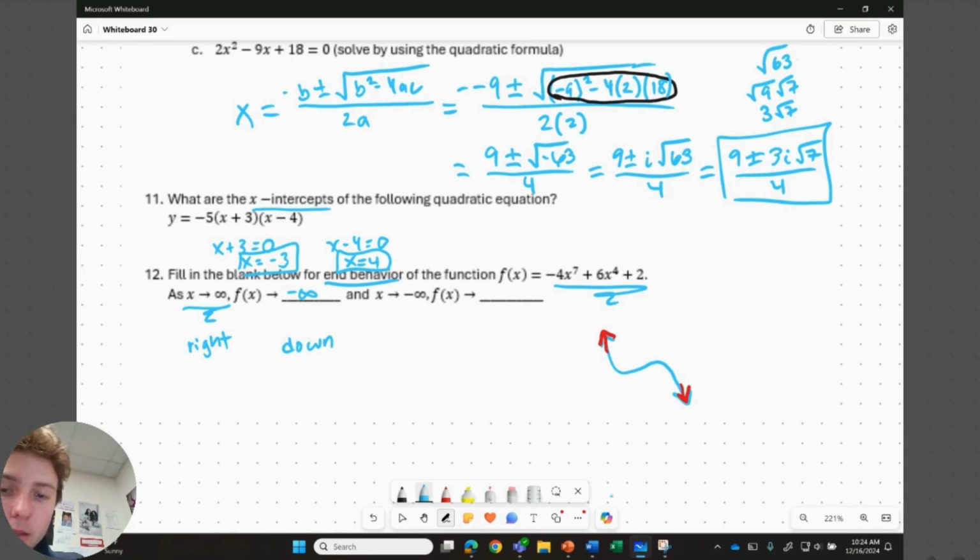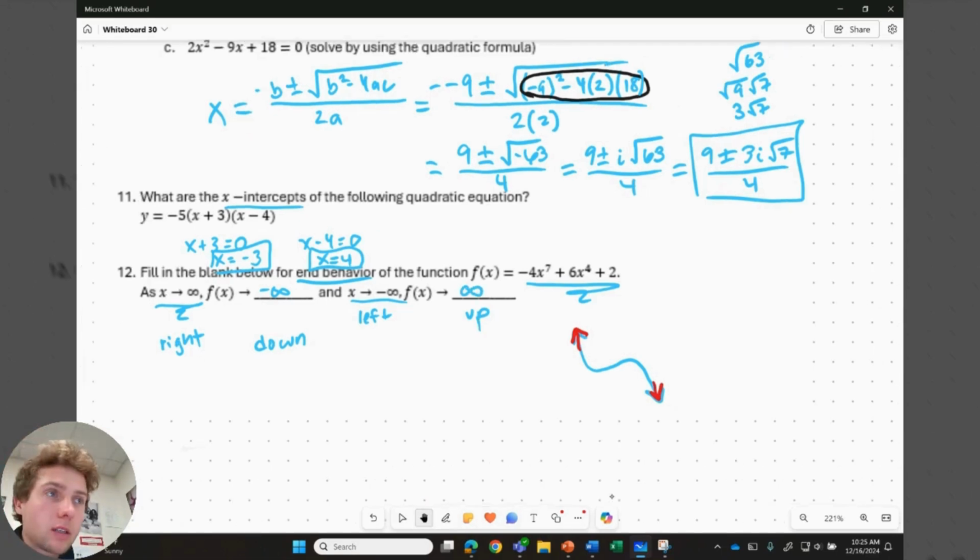The second one then, x goes to negative infinity. That means it is going to the left side. On the left side, we said that our graph was going up. Up is the positive y direction. There's our answer for number 12.